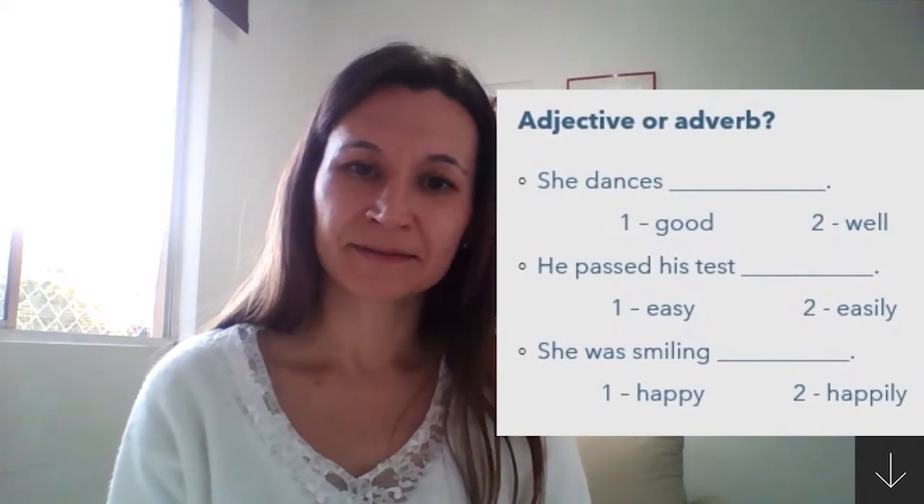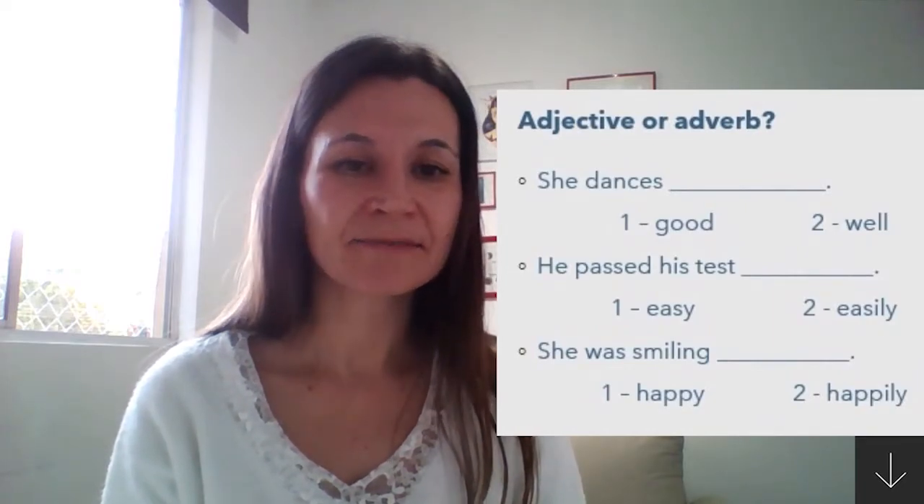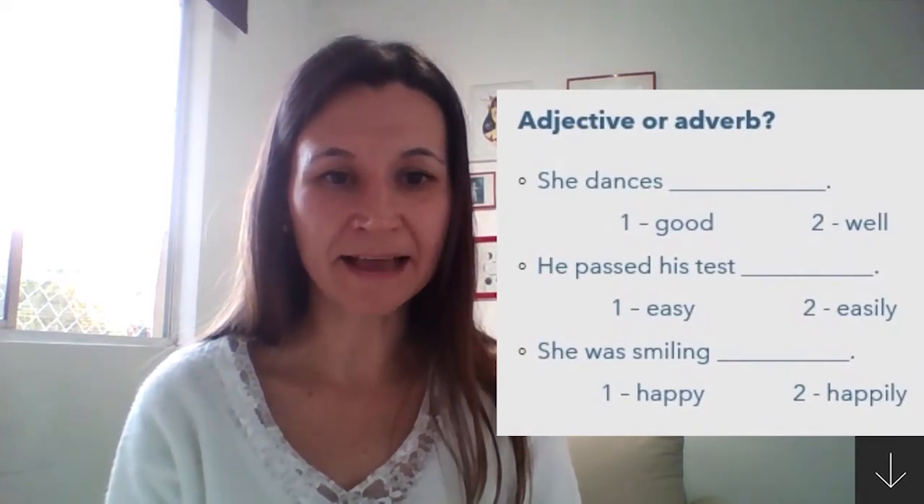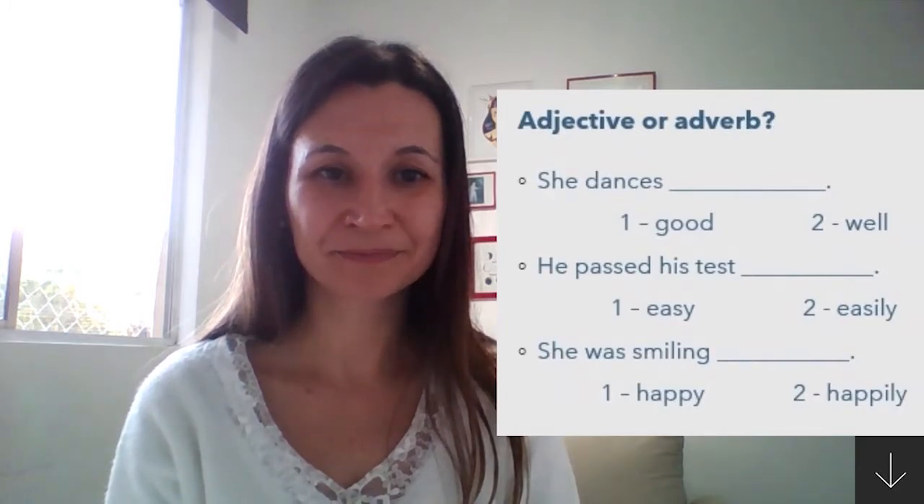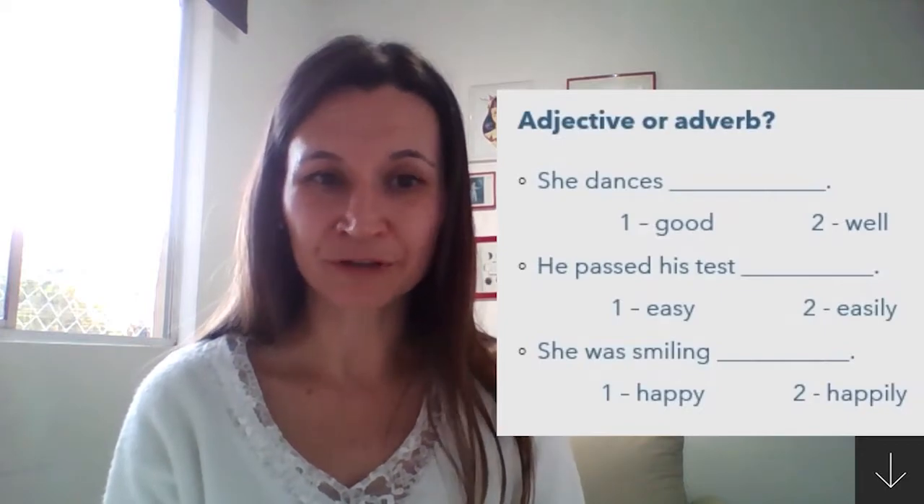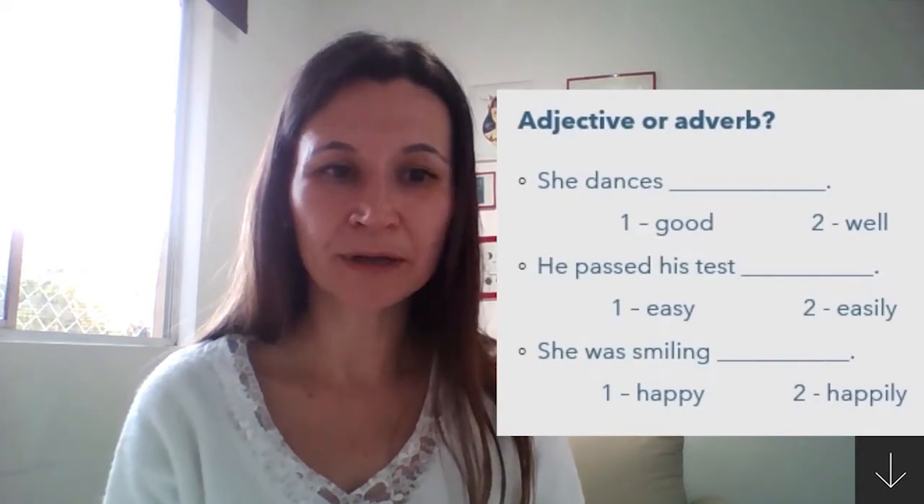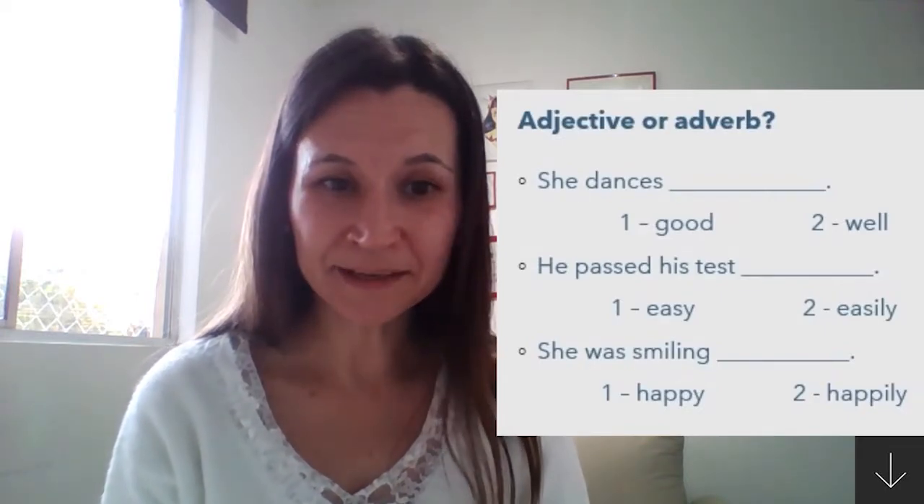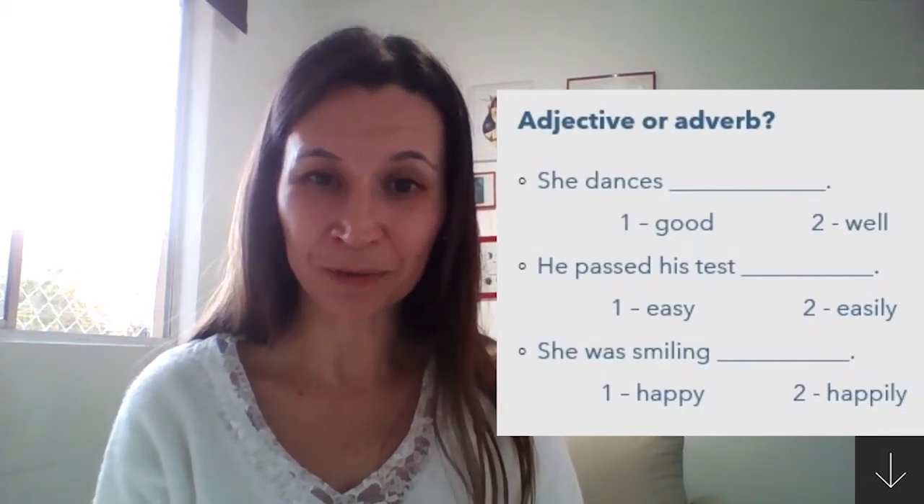What about here? She dances. He passed his test and she was smiling. Can you see you have verbs before? So I'm talking about adverbs. So she dances well, he passed easily, and she was smiling happily.